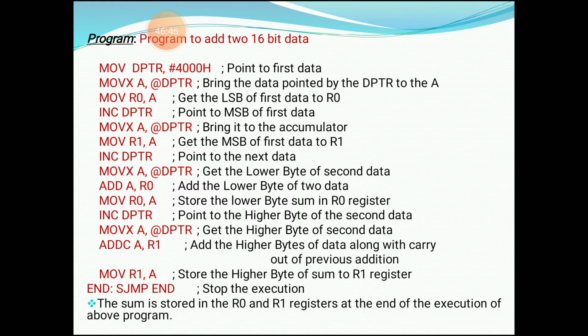Now the R0 and R1 registers contain the 16-bit result after adding the two 16-bit numbers. So R0 contains the lower 8-bit result and R1 contains the higher 8-bit result. After the operation, the sum is stored in the R0 and R1 registers, and we stop the execution by using the SJMP instruction, that is, SJMP end.